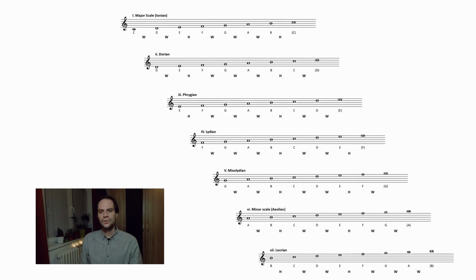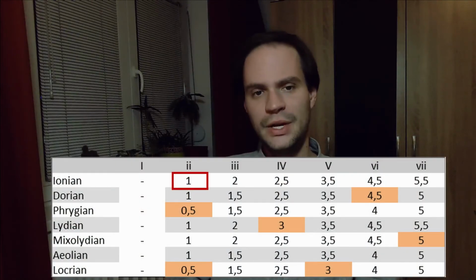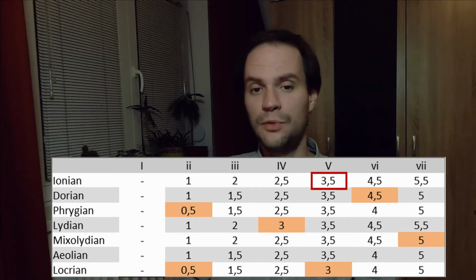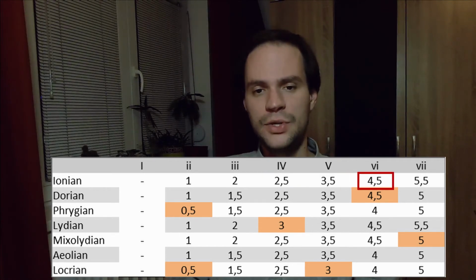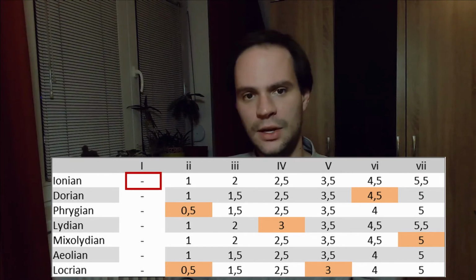So we can use their blueprints of whole and half steps to see if the other modes are major or minor oriented. So we start with the major scale. As you can see, it has a major second, a major third, perfect fourth and a perfect fifth, major sixth, major seventh, and then again we're back at the octave.